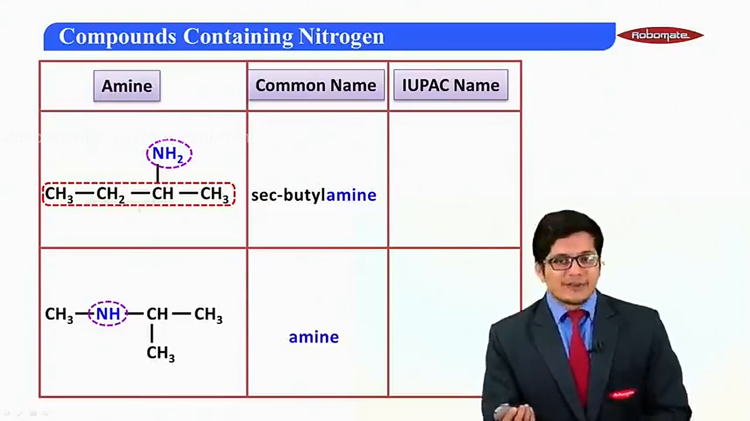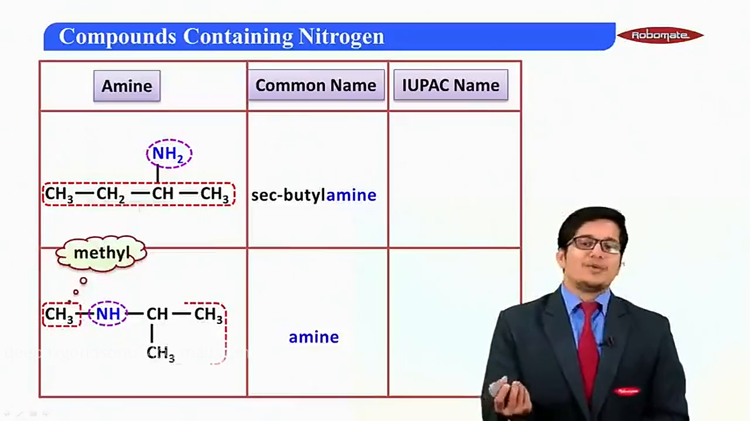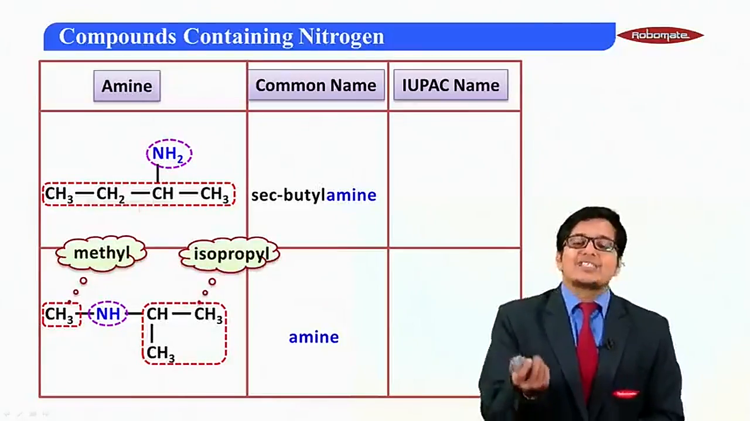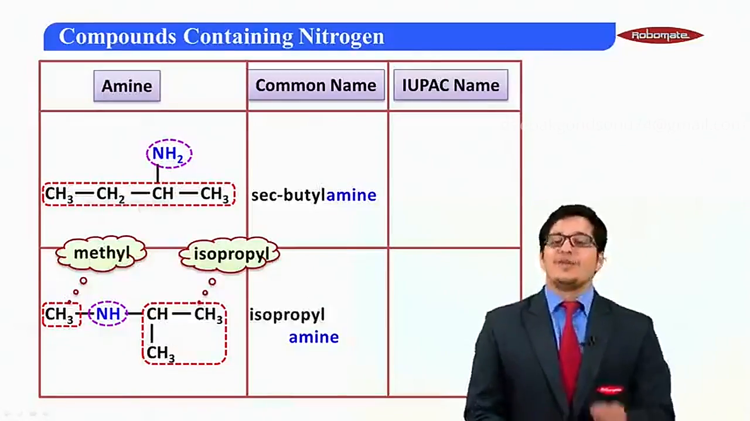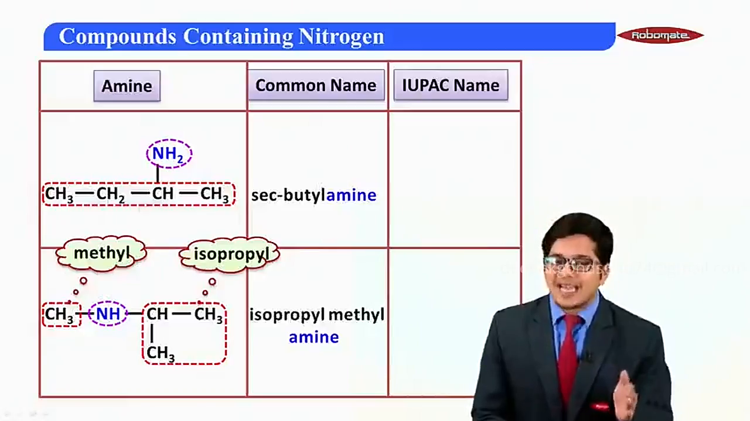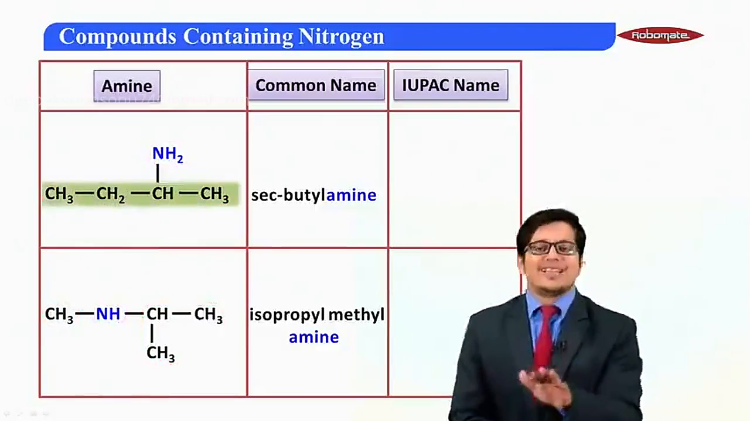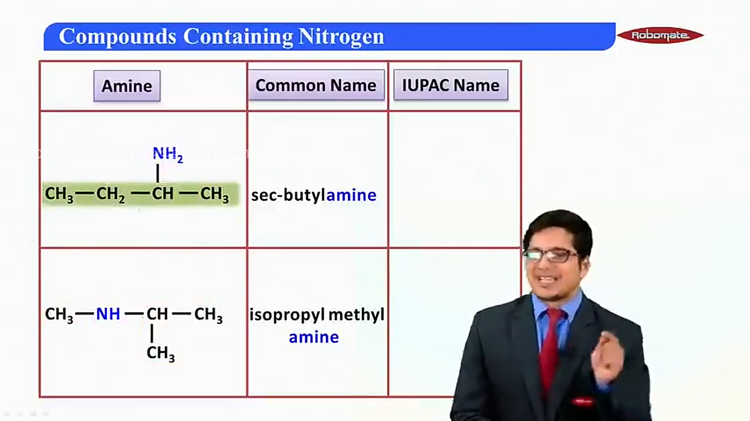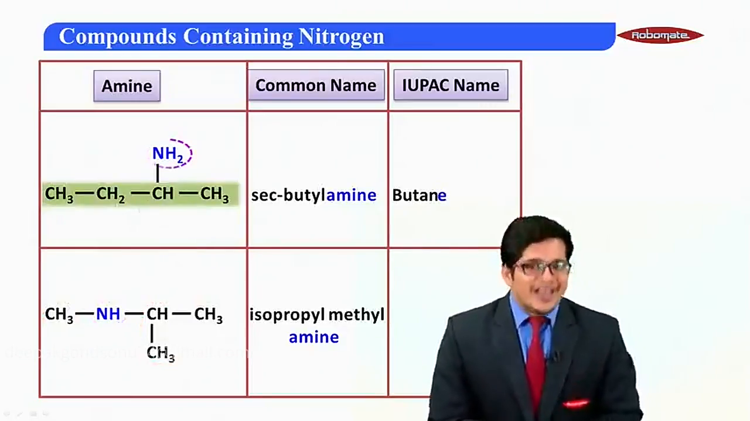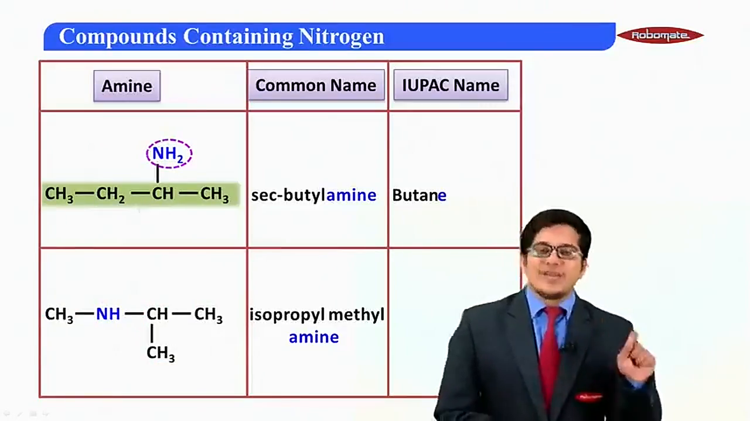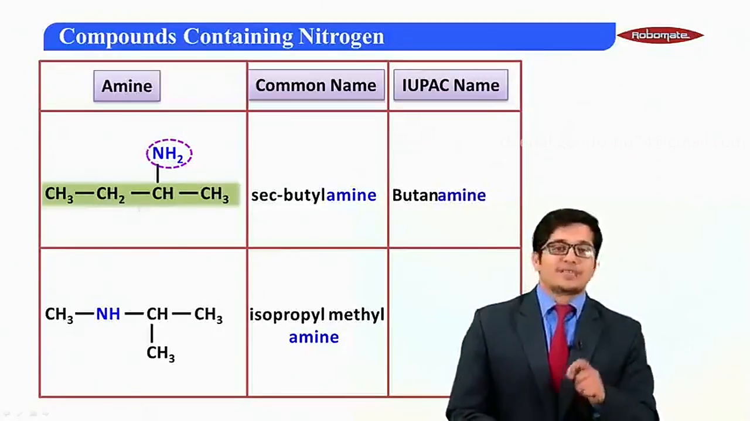Let's move on with the next compound. Again, do you have an amino group? Yes, we have. Towards one side there is a methyl group. Towards the other side there is an isopropyl group. So now what would be the name of this compound? It would be isopropyl methylamine. Now, once done with the common names, let's try with the IUPAC names. Select the longest continuous carbon chain, butane. Now, E should be removed and instead of that, amine should be placed. So now this would be butanamine.